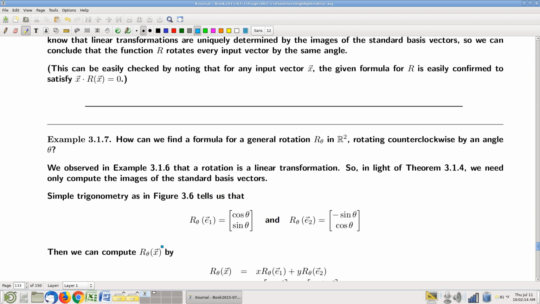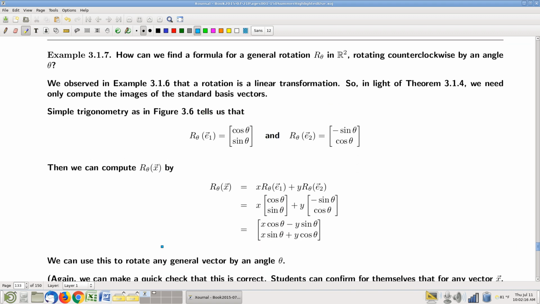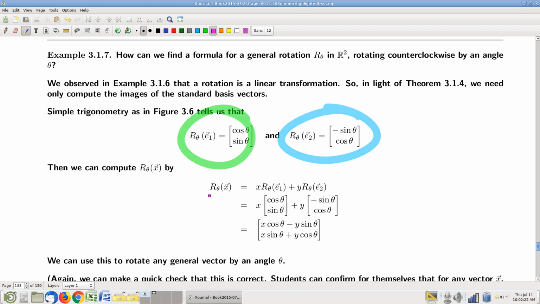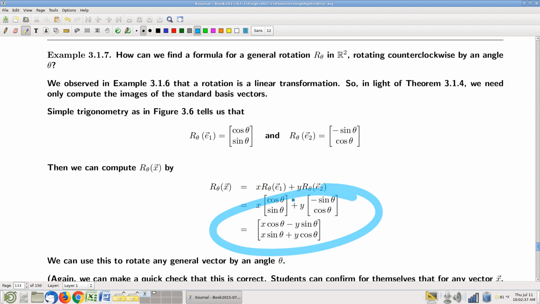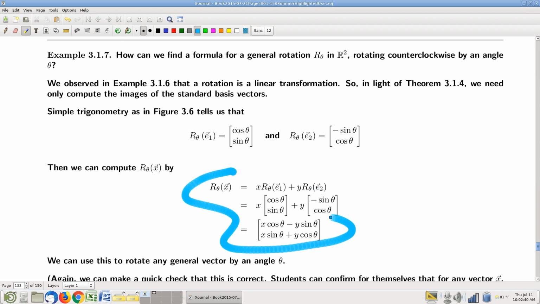There you go. Once you know the images of the standard basis vectors, everything else can be determined by linearity. Just multiply that out, and you get this formula. And so here's a magic formula. It's starting to get pretty non-trivial geometrically. Give me any arbitrary vector, however weird, in R2. You want to rotate by any angle theta, however non-standard.